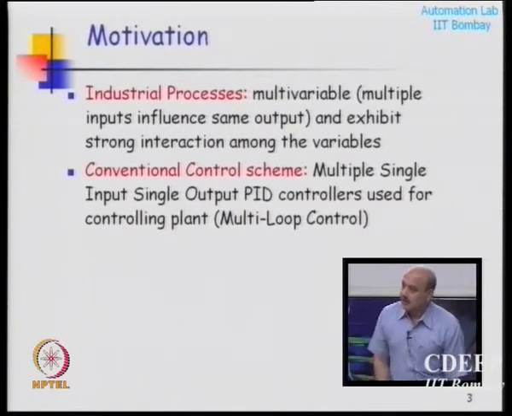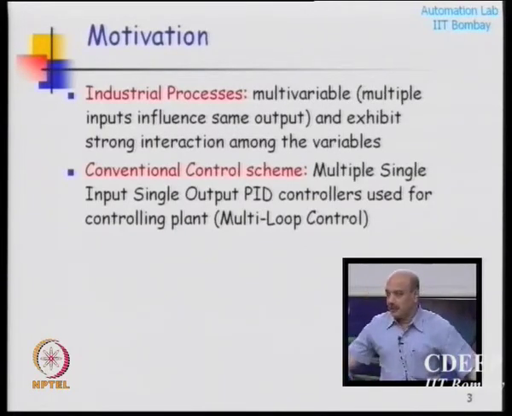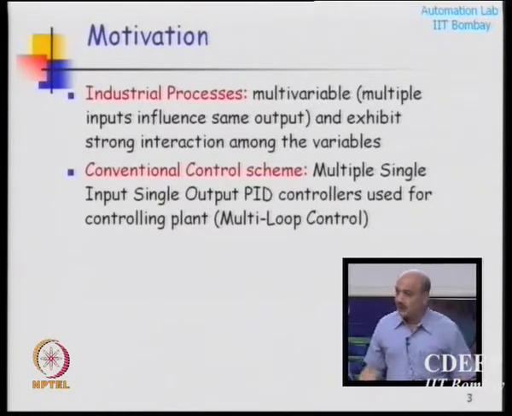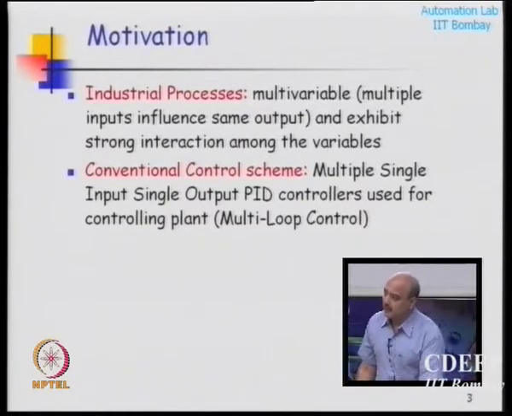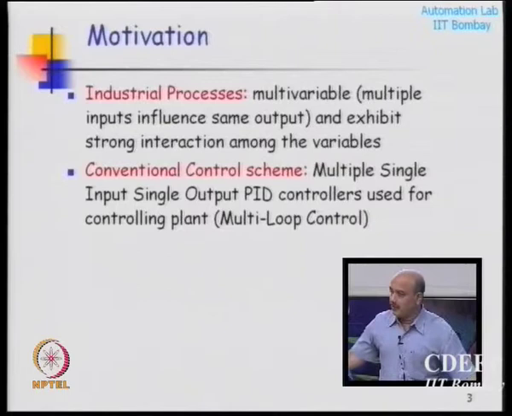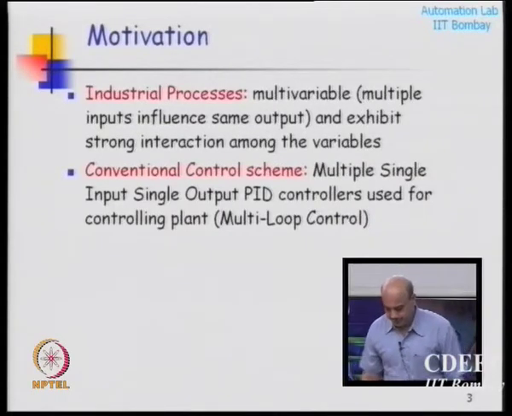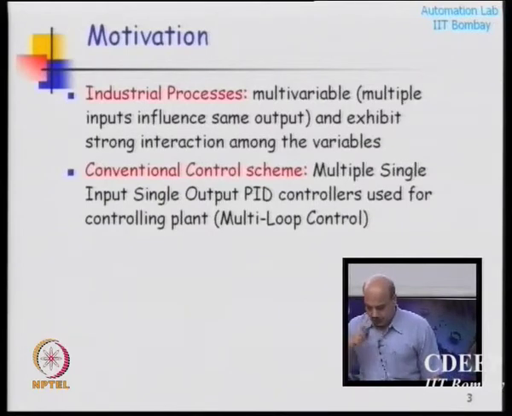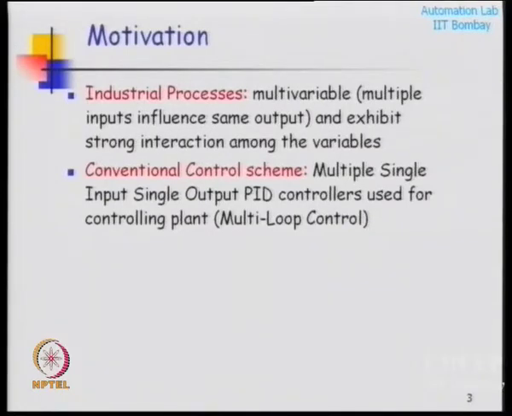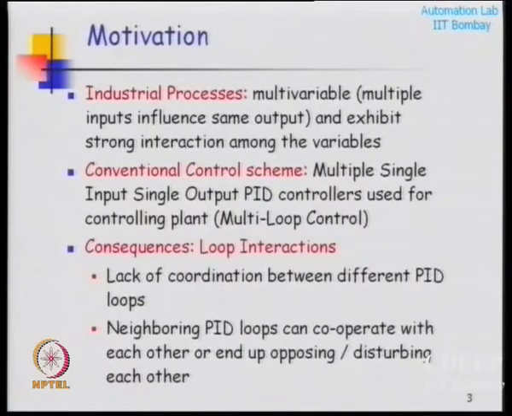If there are 1,000 variables to be controlled and manipulated, you don't want 1,000 drivers. You can probably reduce it to 20 drivers. It's better than having 1,000 drivers. So multivariable controllers is what we want to eventually go to.